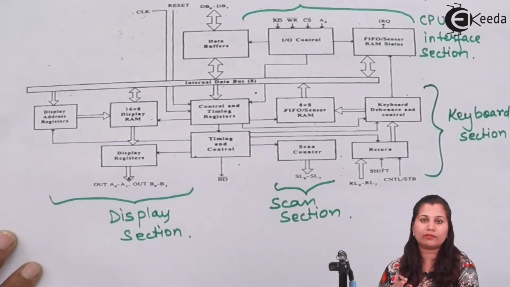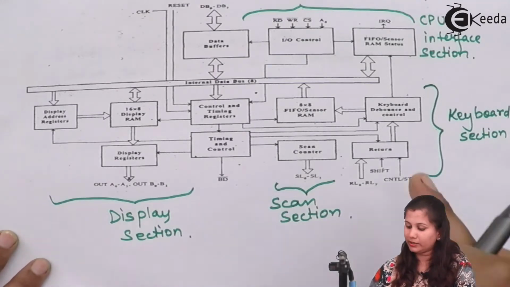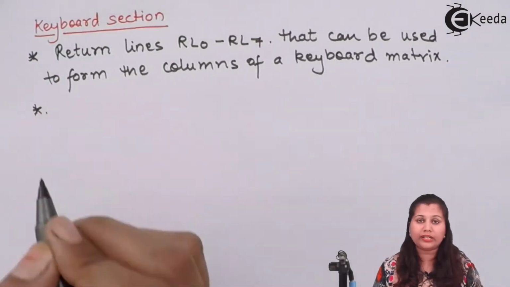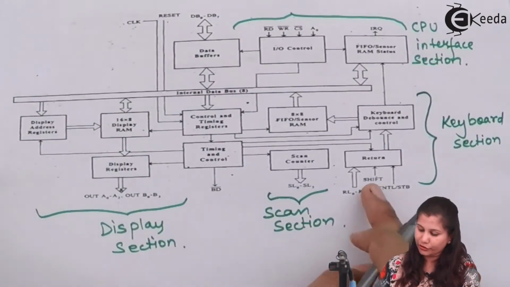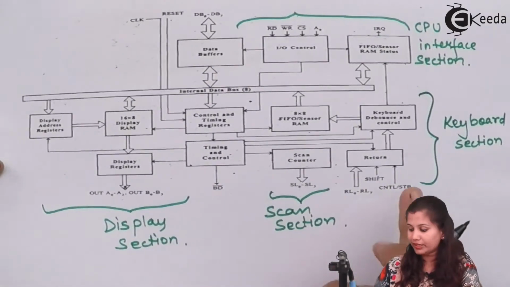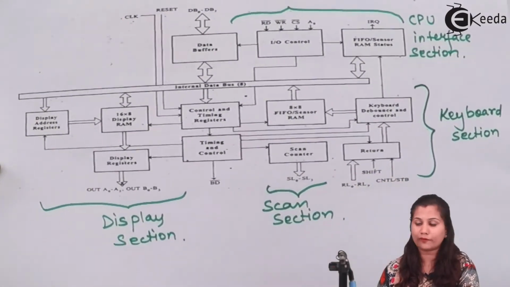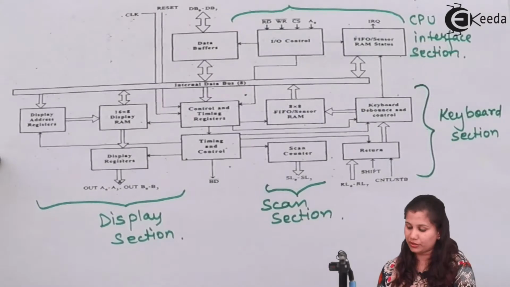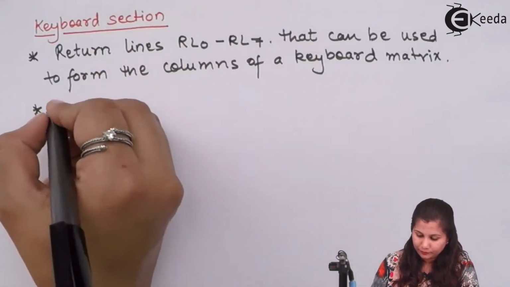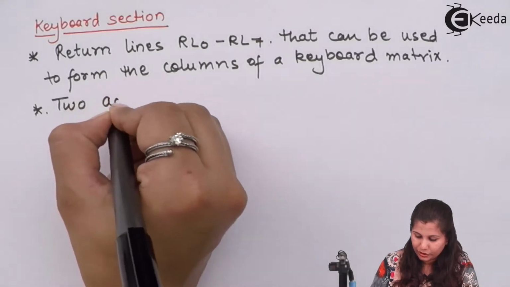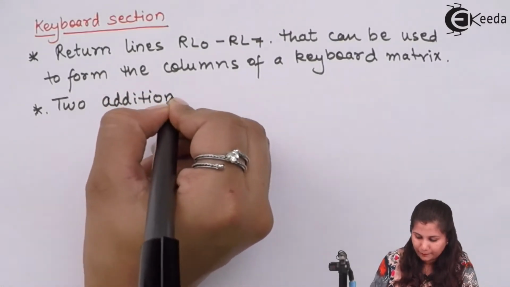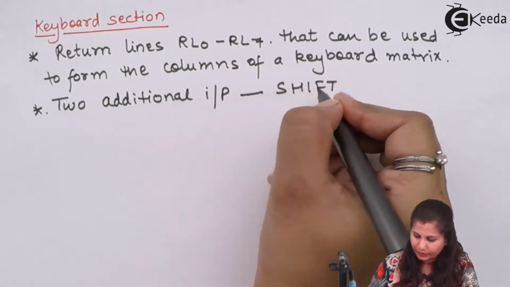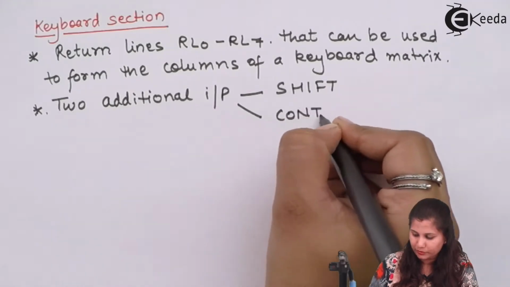In the keyboard matrix, we will have the rows and columns. So columns are the return lines. Now it has two input lines also, the shift and the control strobe, and these lines provide the status of the shift key and the control key, and these keys are automatically debounced. Two additional input lines, we can say, shift and control strobe.